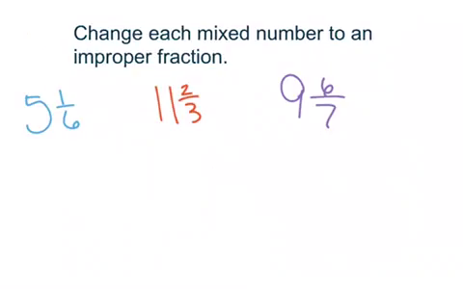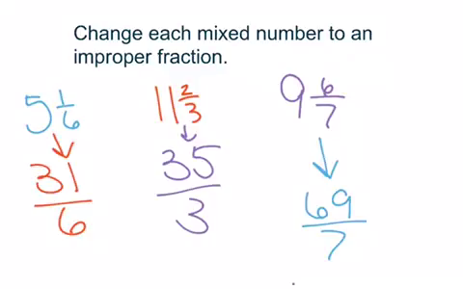Okay? All right. On this one, I want you to change each mixed number to improper fraction. So pause the video and see if you can do this bad boy on your own. All right, guys. So for our 5 1/6, it's going to turn into 31 over 6. For 11 2/3, it's going to turn into 35 over 3. And for 9 6/7, it's going to turn into 69 over 7. Remember, we multiply the denominator, then add our numerator, 69. Keep the same denominator, over 7. Okay? All right, good luck.